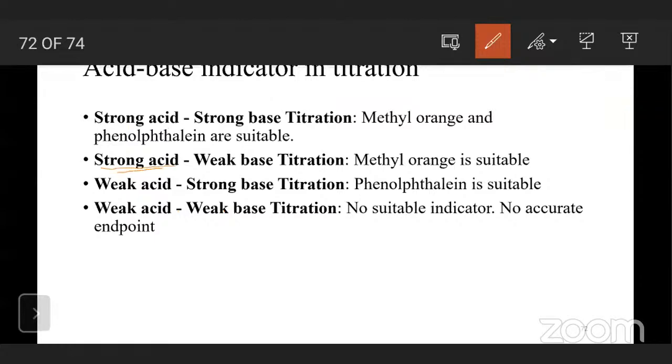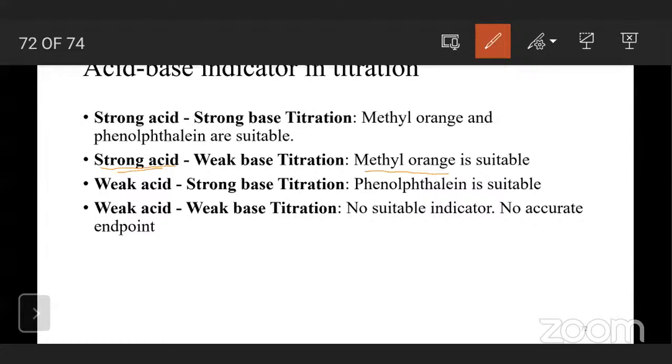But what if you have a solution of a strong acid and a weak base? Which indicator will you be able to use for this type of acid-base titration or acid-base reaction? The one that can work properly is methyl orange. You can use methyl orange. And why will you use methyl orange?